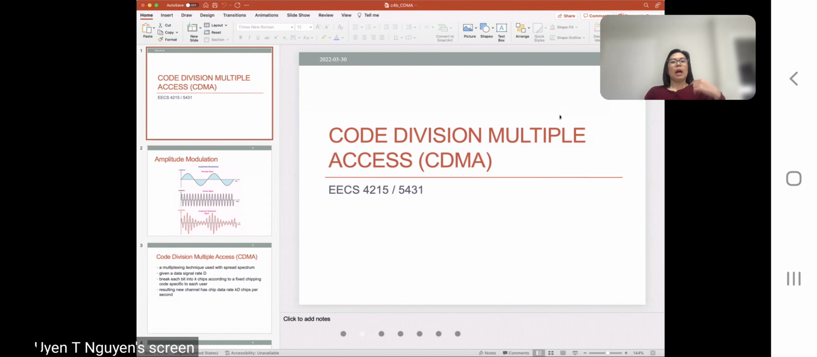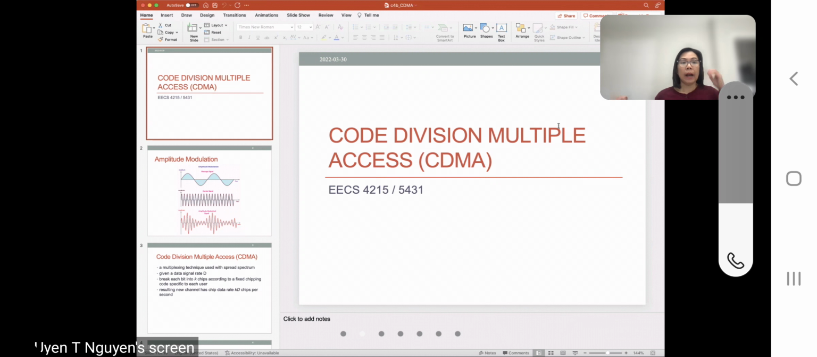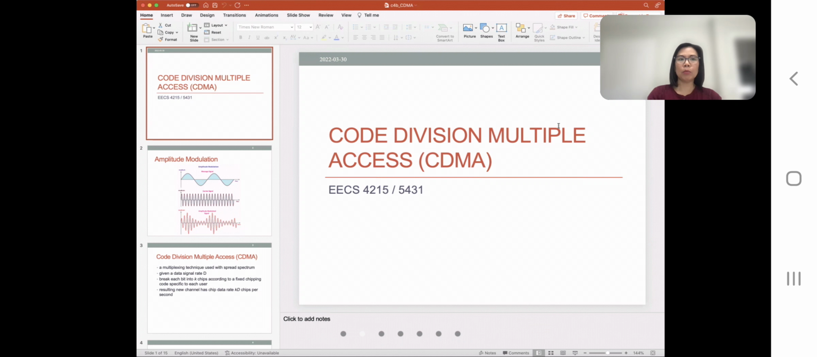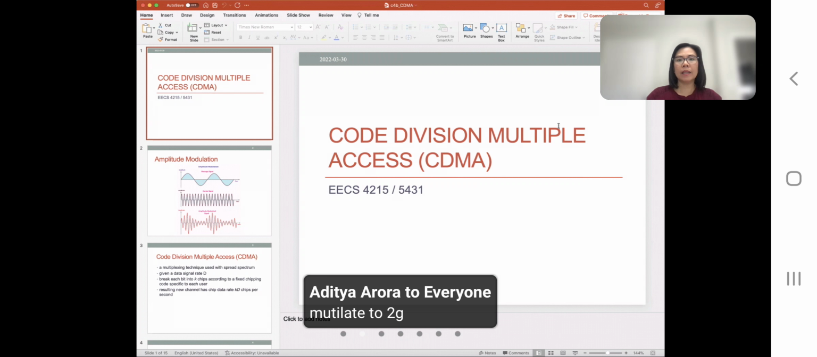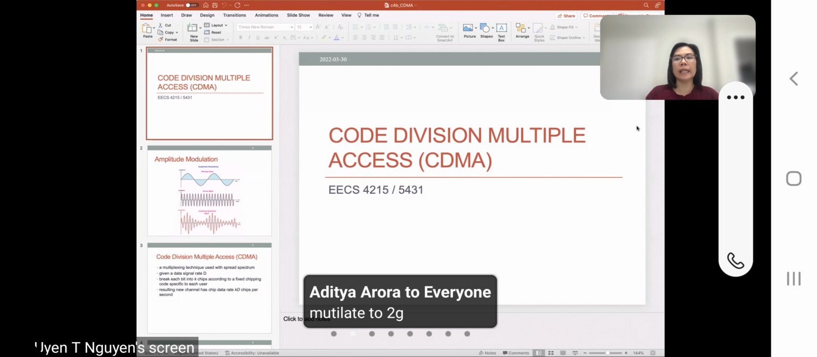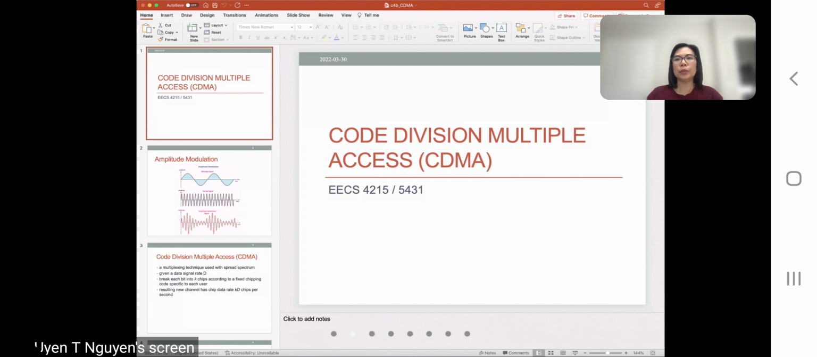All right, so CDMA stands for Code Division Multiple Access. So it's a form of multiplexing. We have frequency division multiplexing and time division multiplexing, right? So code division multiplexing is another technique to allow users to share the same medium, okay?